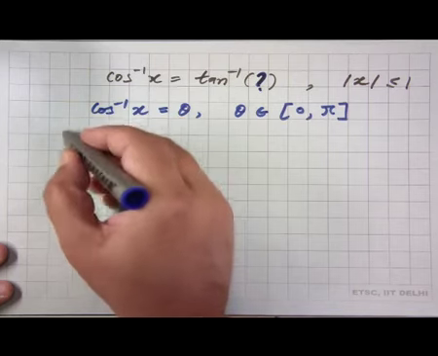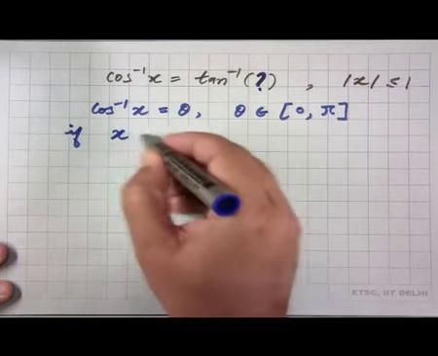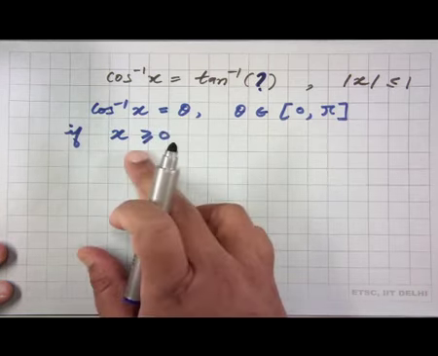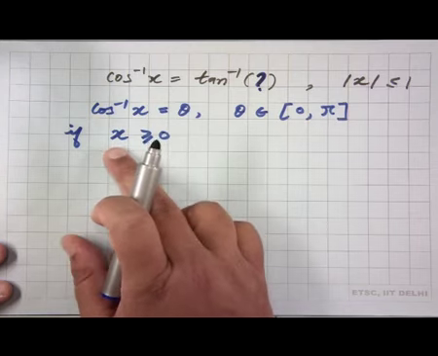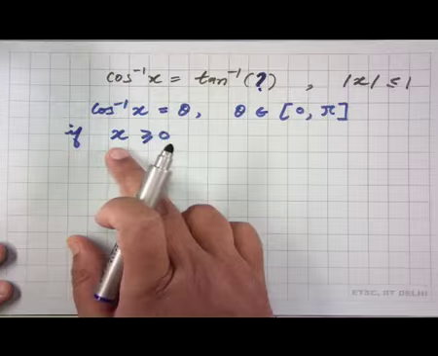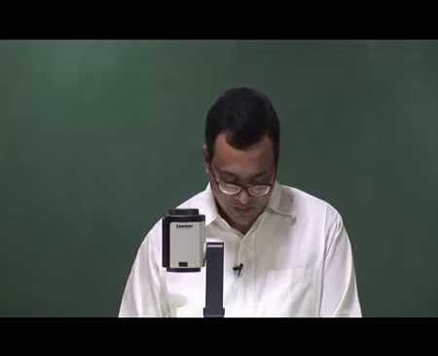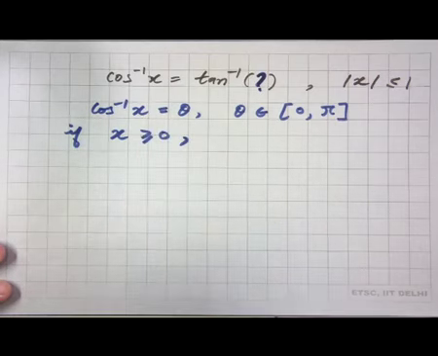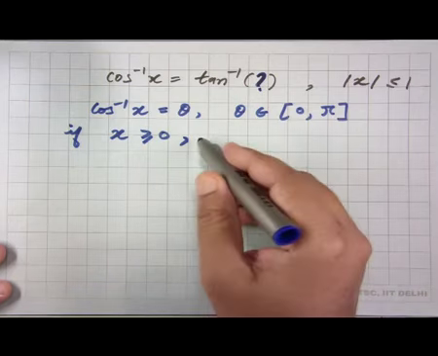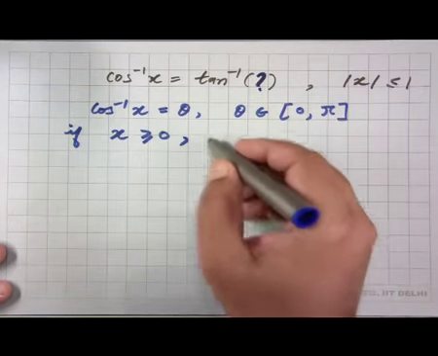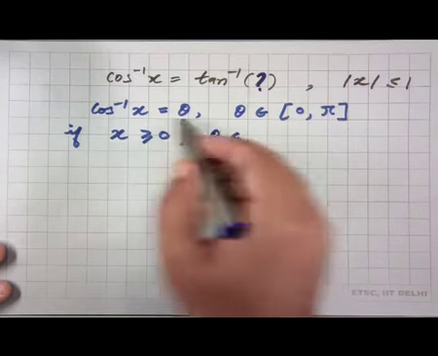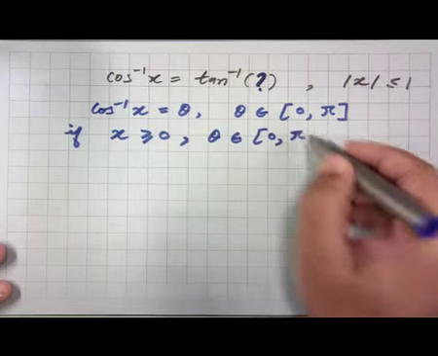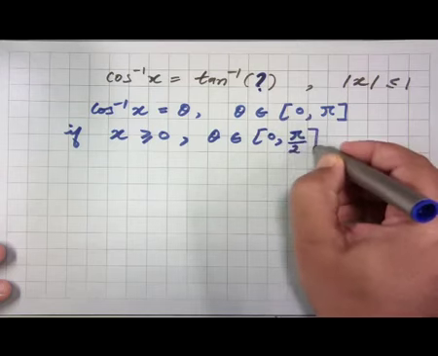Now, we are going to take two cases. x is either greater than or equal to 0 and less than 1, or it is less than 0 but greater than minus 1. If x is greater than or equal to 0, then from the graph of cos inverse, which we have already done in one of the previous lectures, we know that theta, which is cos inverse of x, has to belong to the interval 0 to pi over 2.